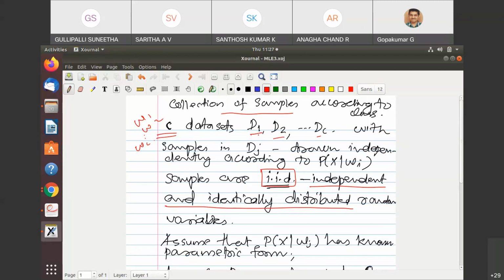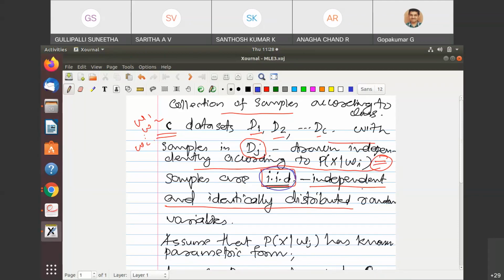Now we make another assumption. Consider any such data set DJ, and we assume that the samples are drawn independently according to this particular probability distribution, which is the distribution we are trying to approximate. So we are assuming that D1 is independently sampled with respect to D2 and the others. Similarly, D2 is independently sampled with respect to the other data sets. That means there is a principle called the IID principle.